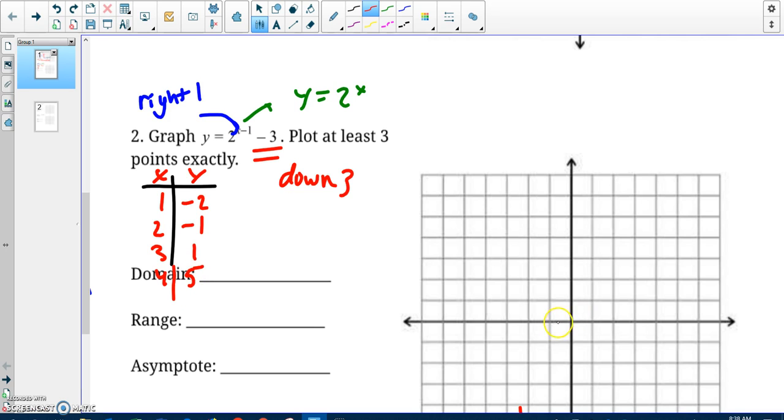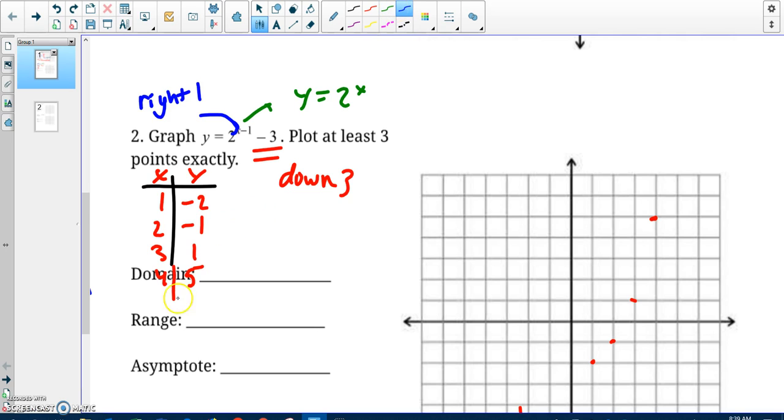Let's plot those points. Oh, I'm plotting points wrong. Not good. Alright, at 1, I'm at negative 2. At 2, I'm at negative 1. At 3, I'm at 1. At 4, I'm at 5. And I'm starting to see that rocket shooting up there.